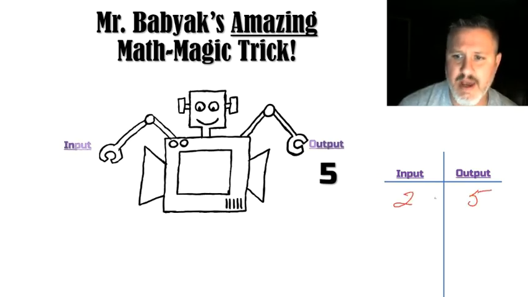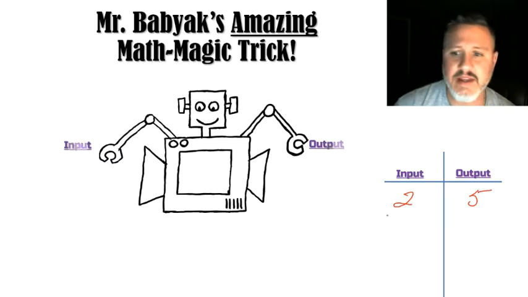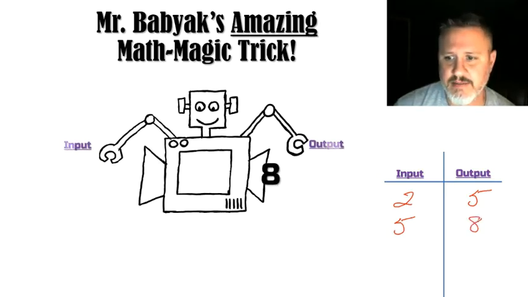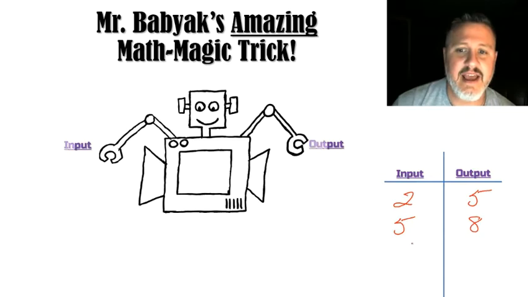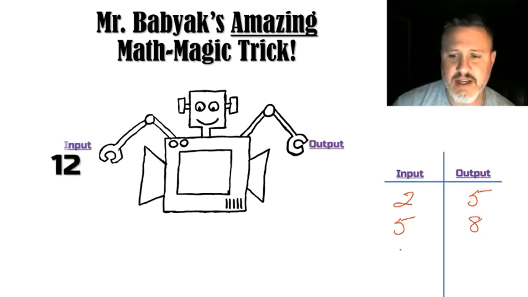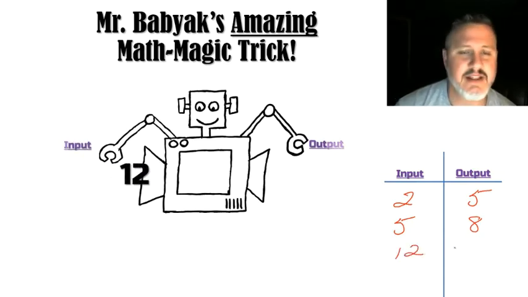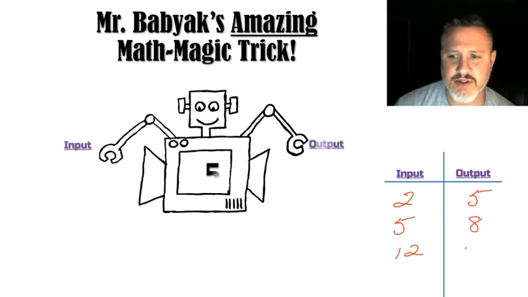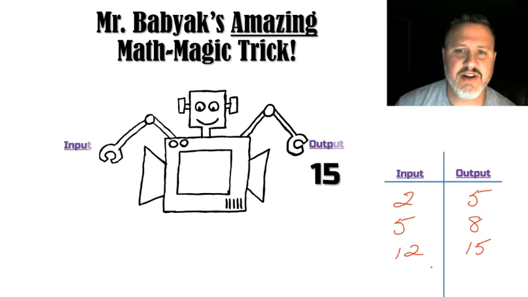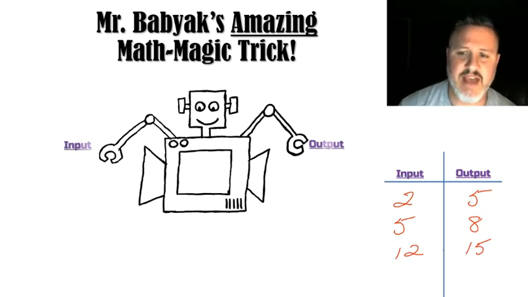Input 2, output 5. Okay, the next number going into the number machine is a 5. It's going to go into the number machine, and when it comes out, it becomes an 8. And the final number of the number machine, a 12 goes in, and let's see what's going to come out. 15. Okay, can you guys figure out what the number machine trick is? How did we get from the input to the output?